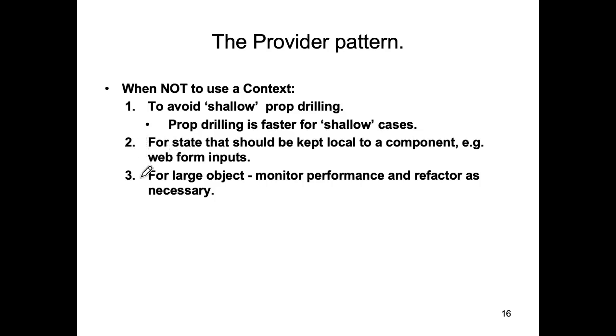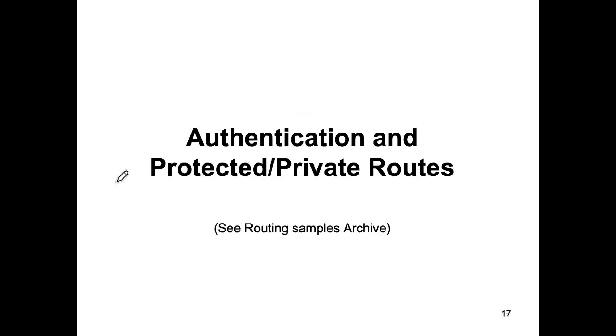The third case is if you're storing very large objects in your context, then you may need to reconsider using the provider pattern because it can have a fairly significant impact on your app's performance. I'm not going to go into explaining why that is, but you should reconsider. But in a way, you don't need to worry about 1, 2, or 3. I'm only mentioning these for completeness.